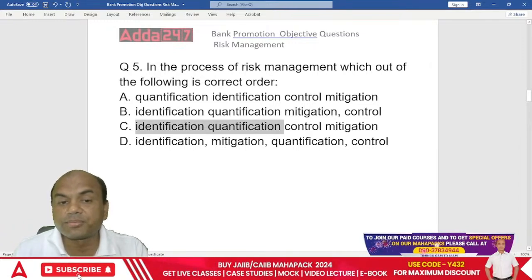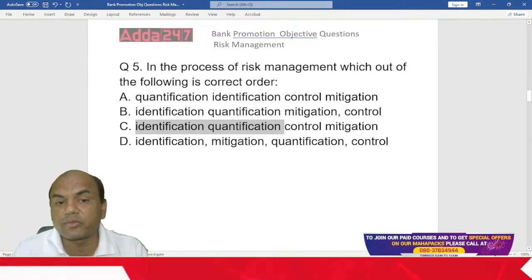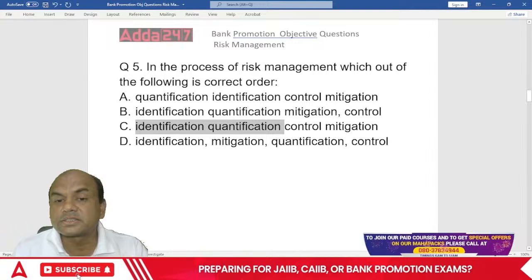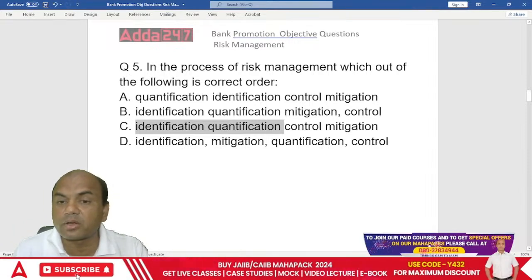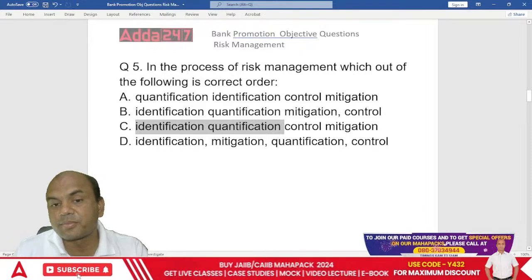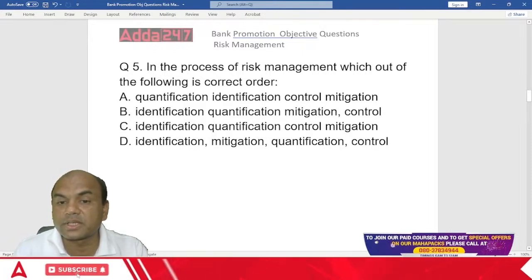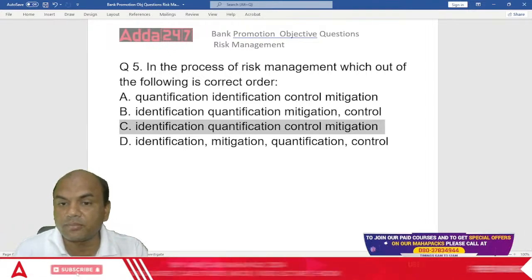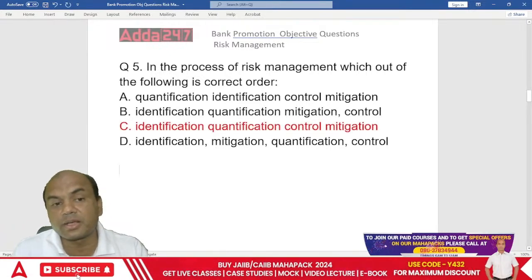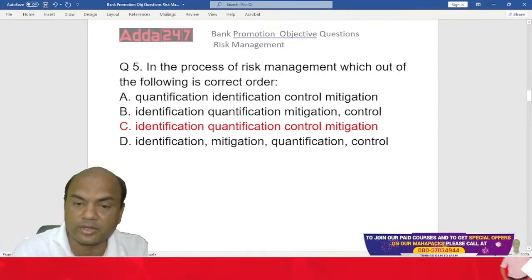Now, third one, quantification. Here both of them are having the same B and C. Identification, quantification. Next is mitigate and control. So will you mitigate the risk first, or will you control the risk first? Always it is control first and then mitigate. So the right answer is C. Control and then mitigate. So that is the right answer. Got it?